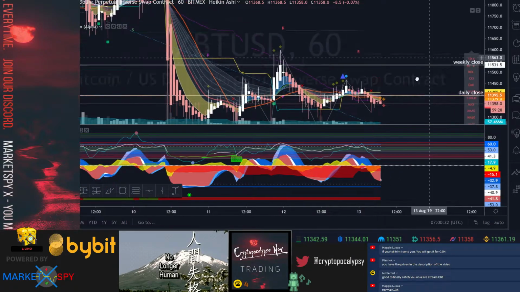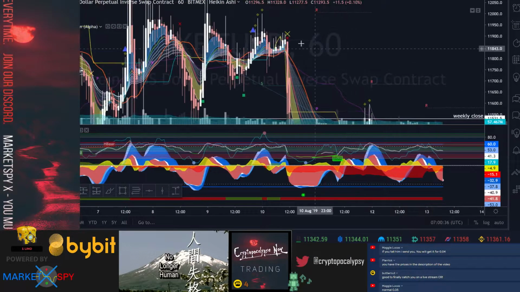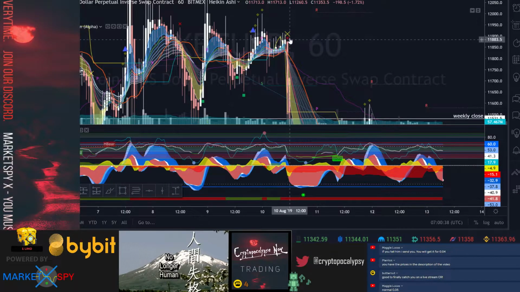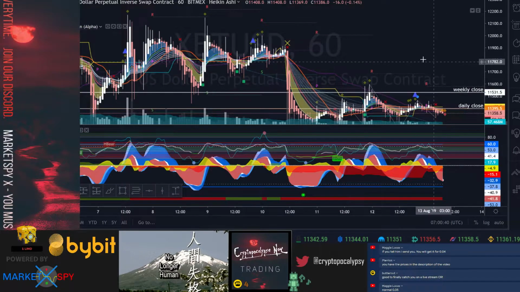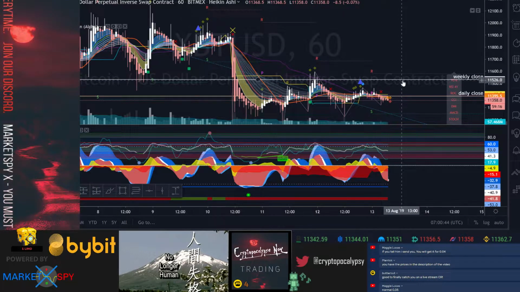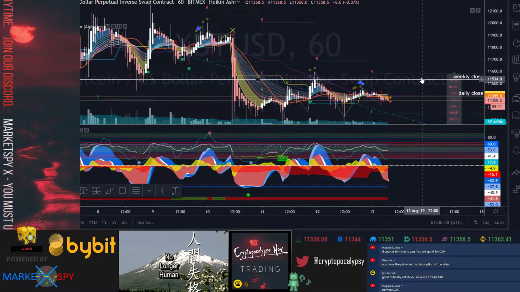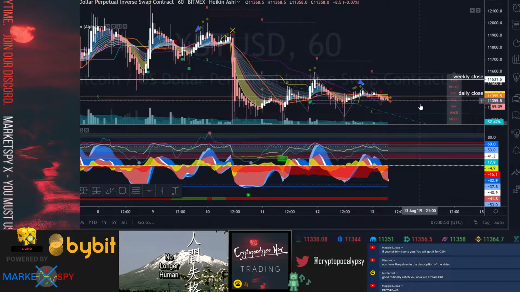I don't think we will initially go all the way back up to the beginning of this dump over here, but I do think that we will at least test this previous top, and if we go above it, go back and rest on it, then we're longing because it's going to go higher.